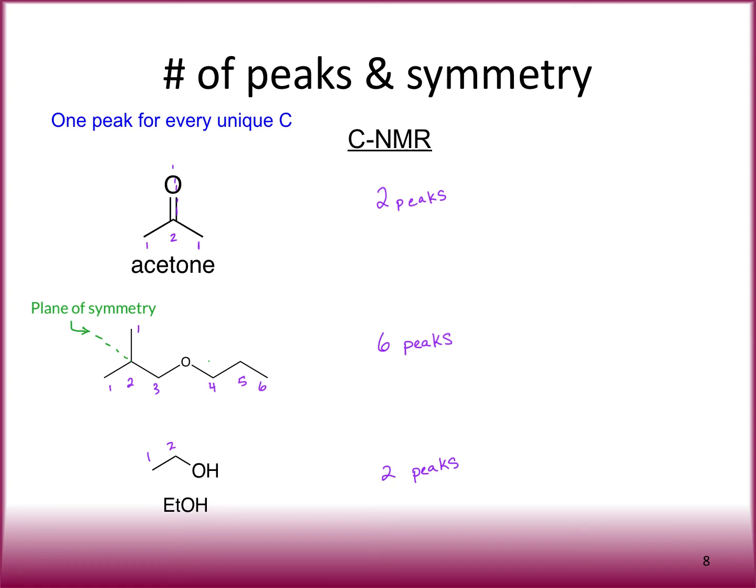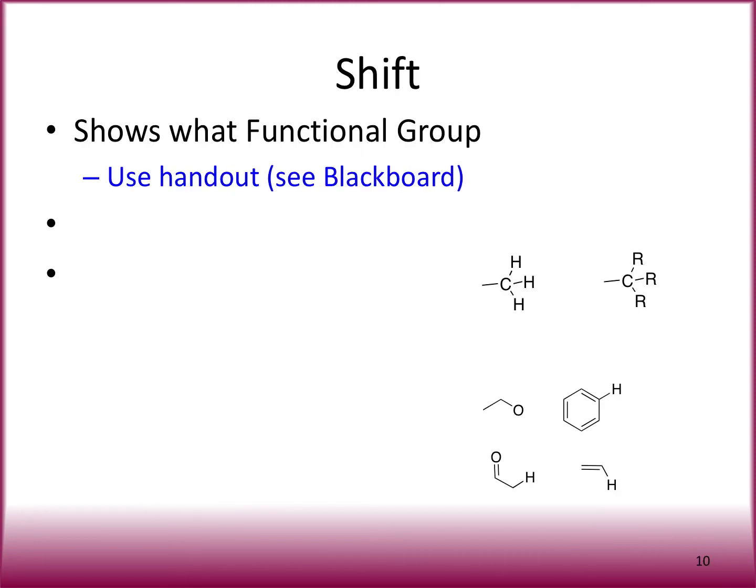Now let's move on to something a little bit more complicated called shift. All right, so we mentioned before that we can use the shift to figure out some information, and we're going to use the handout from Blackboard. But what it actually shows us is what functional group the carbon is either in or nearby. So if we can use that handout, we'll be able to see what the possibilities are.